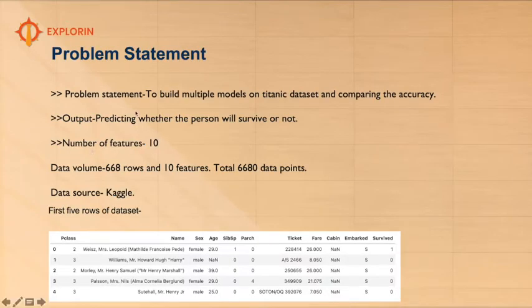Problem statement. The problem statement is to build multiple models on the Titanic dataset and compare the accuracy. Output: predicting whether the person will survive or not. Number of features are 10.